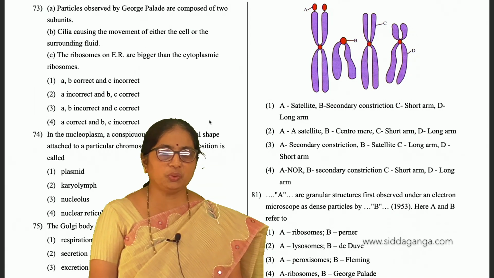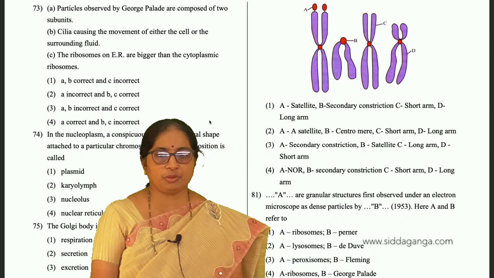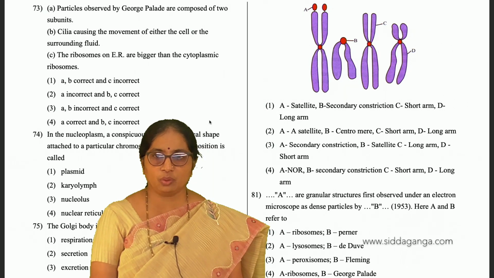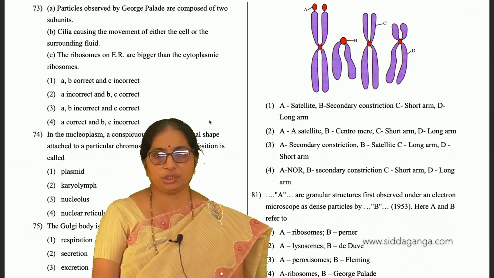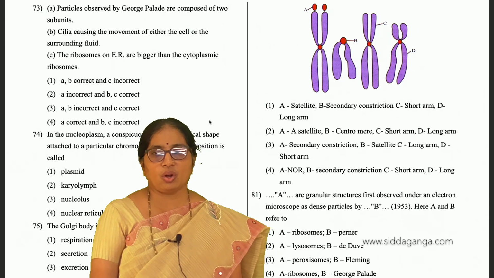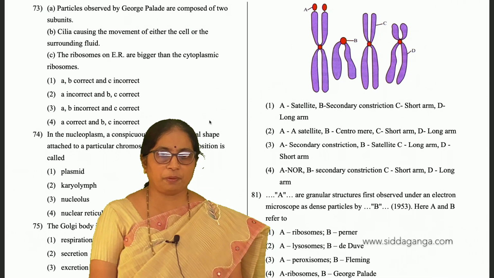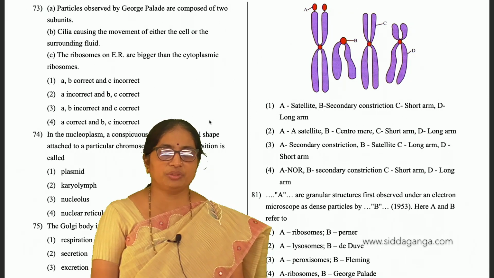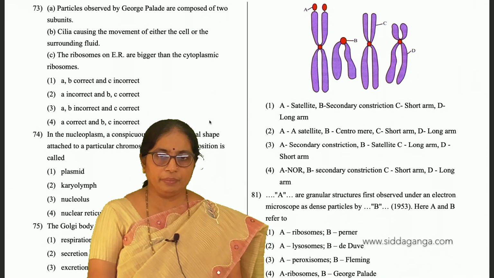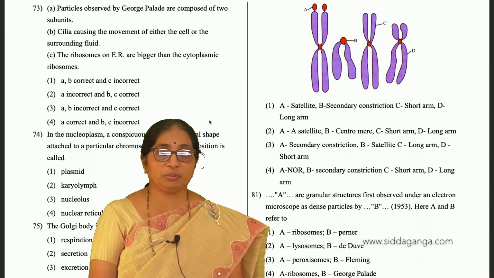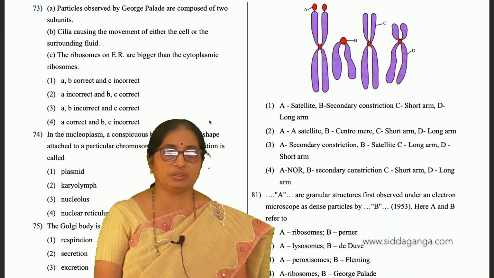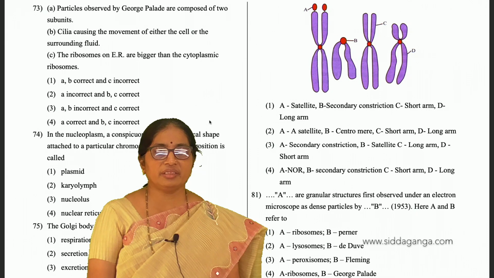So, in option 2, A is satellite, of course, right. B is centromere, also right. C is short arm. D is long arm. Of course, all of them match properly, but still let us check out third and fourth. Second option seems to be the right answer, but still check out third and fourth. What is wrong in third and fourth?